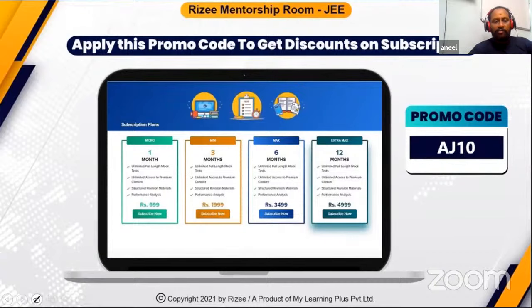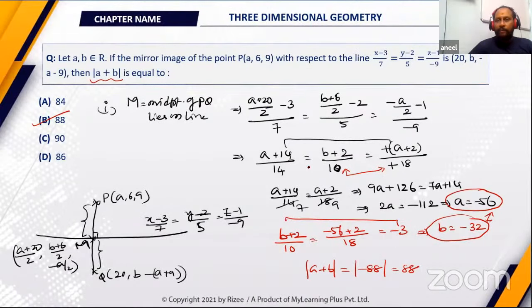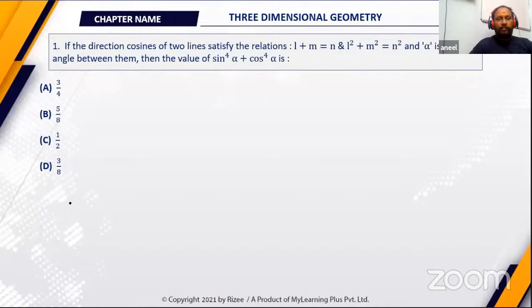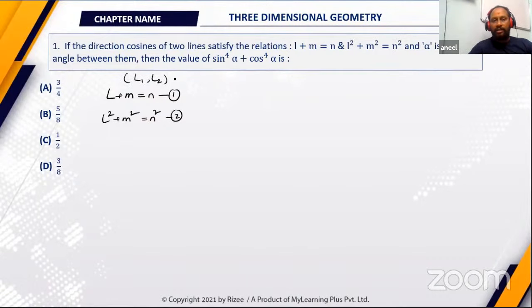For a moment, let us just see this. Here we are given that there are two lines whose direction cosines satisfy this. One is l plus m minus n is equal to 0, and the second one is l square plus m square is equal to n square. We have also been given that the angle between the two lines is alpha. We are supposed to find the value of sin to the power 4 alpha plus cos to the power 4 alpha.